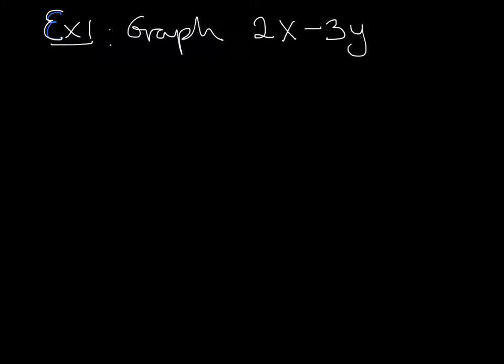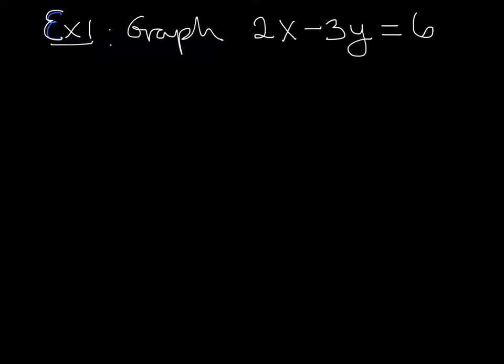Okay, example 1. So I want you to graph the following line. These are all going to be lines. 2x minus 3y equals 6. This is a linear equation in two variables.